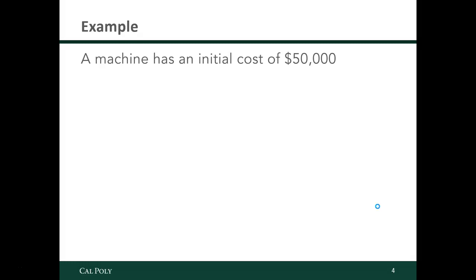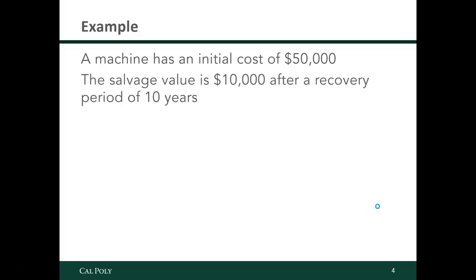So for example, a machine has an initial cost of $50,000, and we'll pretend that we can do the depreciation with the straight line method. The salvage value is $10,000 after a recovery period of 10 years. You're going to be able to sell it after 10 years for $10,000, so it hasn't lost all of its value.